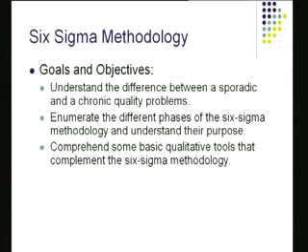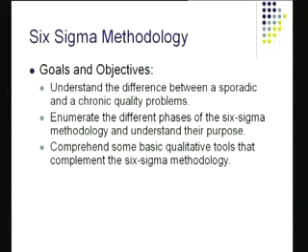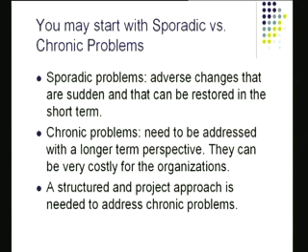Make sure the goals and objectives are clear to you. Make sure you understand the difference between sporadic problems and chronic problems. These are quality issues. Once in a while, some things may go wrong, but there may also be consistent chronic problems. These may come and go, but they are persistent. They come back one after the other again. Then you have to enumerate the different phases of the Six Sigma methodology, which we've done already, and we'll take another look at that in this presentation again. Also, comprehension of the basic qualitative tools which are used for this.